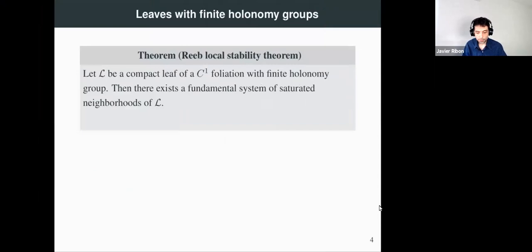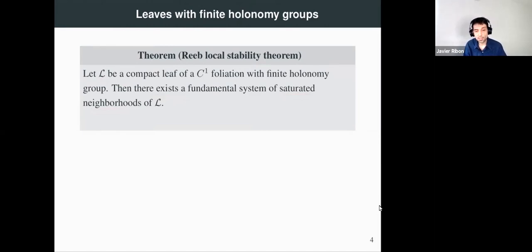Okay, an interesting theorem, that is, let's say, a foundational result, is the Reeb local stability theorem. This is not a theorem for holomorphic foliations. You can consider just C1 foliations. And if you have a compact leaf and the holonomy group of the leaf is a finite group, then you have a neighborhood system of the leaf consisting of invariant sets. This is a fundamental system of saturated neighborhoods of L. Saturated means that it is invariant by the foliation, that it consists of leaves of the foliation.